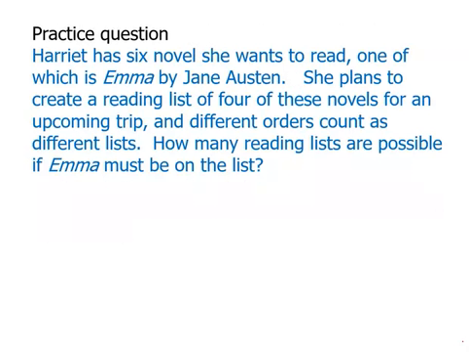Here's the practice problem. Pause it, and then we'll talk about it. Okay. Harriet has 6 novels she wants to read, one of which is Emma by Jane Austen. She plans to create a reading list of 4 of these novels for an upcoming trip, and different orders count as different lists. How many reading lists are possible if Emma must be on the list? Okay, so we actually could count this, and it wouldn't be that bad to count it, but let's talk about how to count it in this alternate way.